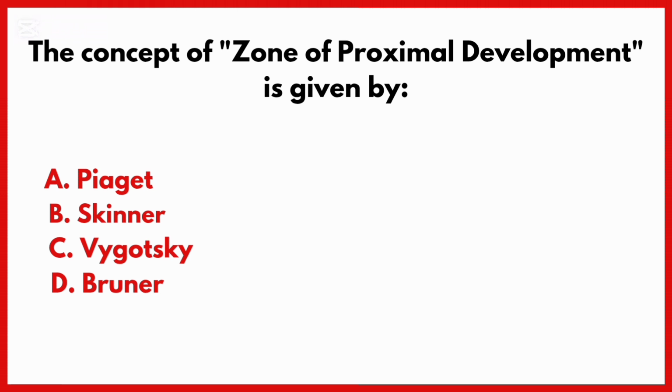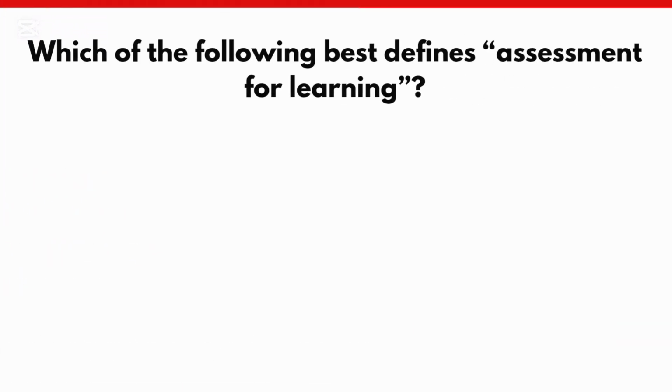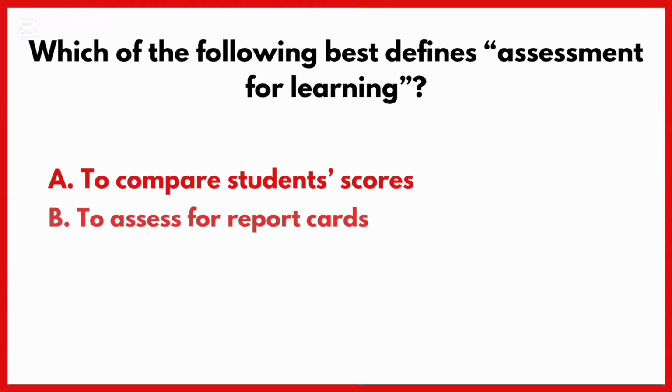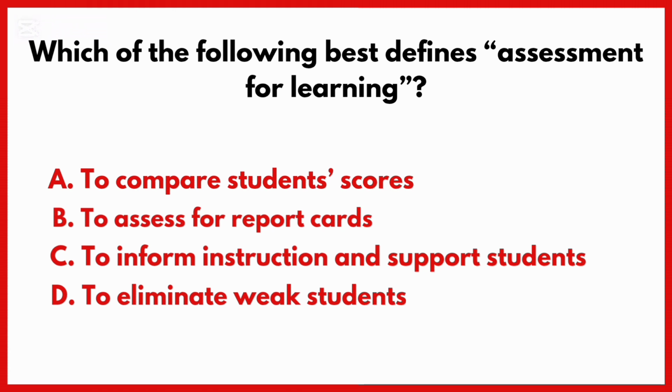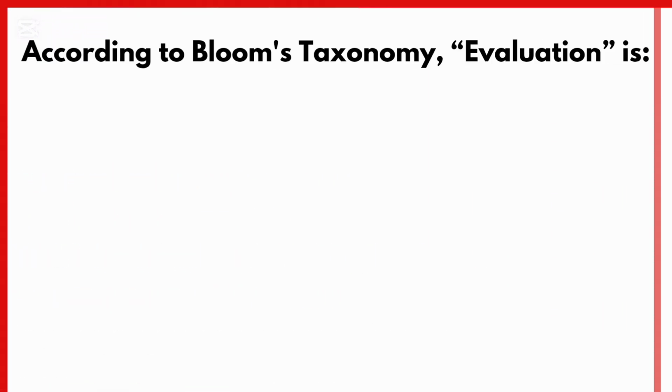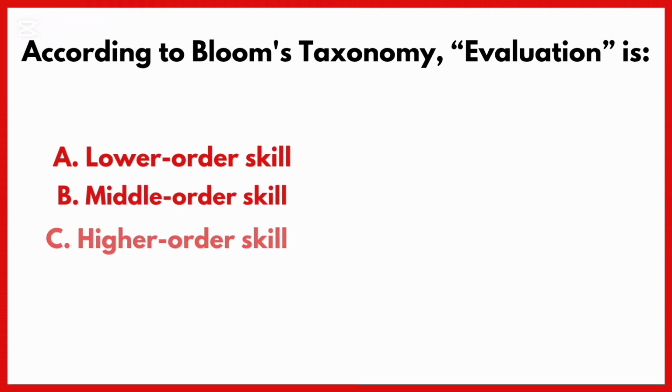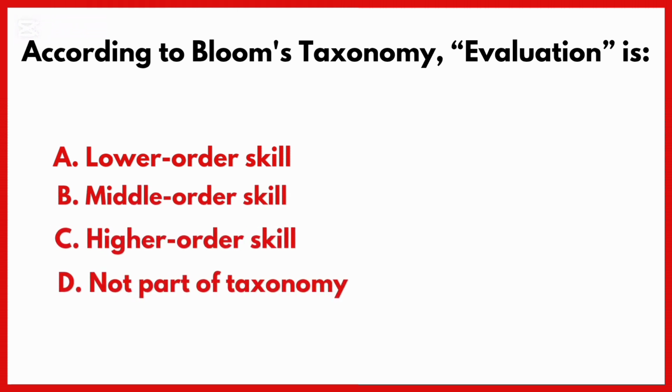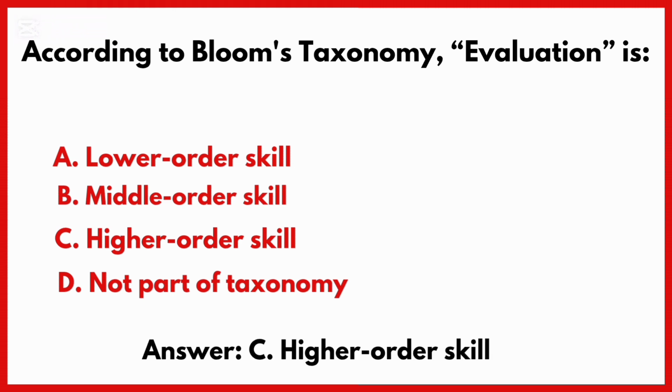Correct answer is option C. Vygotsky. Which of the following best defines assessment for learning? Correct answer is option C. To inform instruction and support students. According to Bloom taxonomy, evaluation is. Correct answer is option C. Higher order skill.